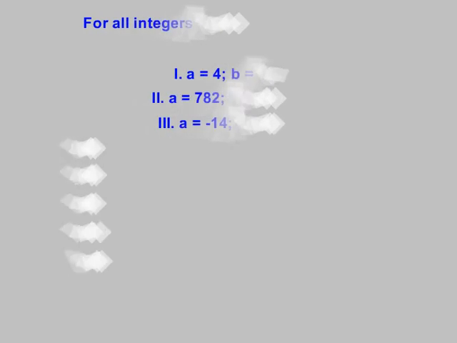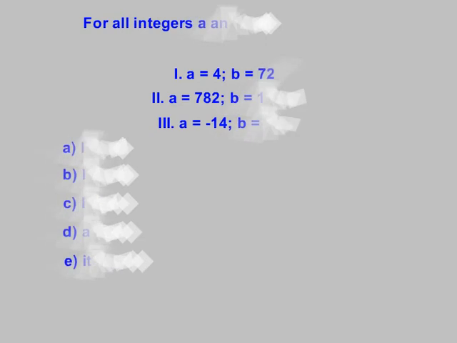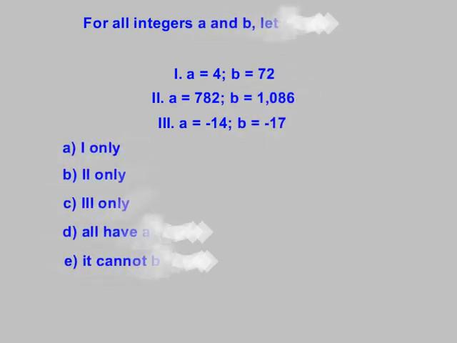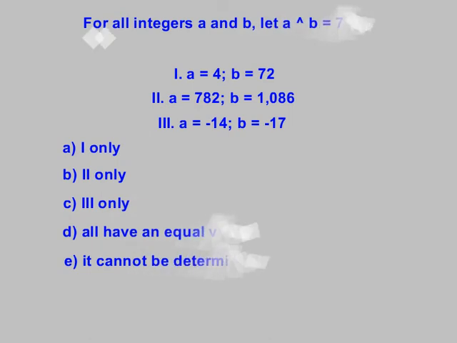This made-up function gives us, for all integers a and b, let a arrow up b equals 7, of the values below which is greatest. Then we're given the choices. For number 1, a equals 4, b equals 72. Number 2, a equals 782, b equals 1086. And 3, a equals negative 14, b equals negative 17. Then we have our answer choices to choose from.